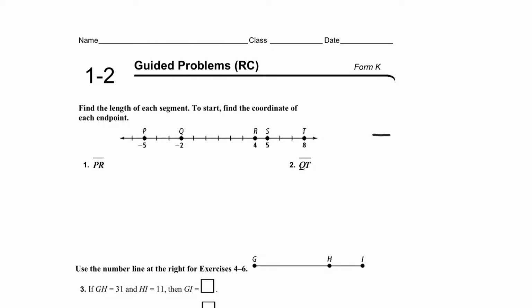So we're finding the distance of Q to T. So we're going to find the distance from Q to T. So we know that Q is going to be the absolute value of negative 2 minus 8. So it's going to be the absolute value of negative 10. So in this case, it's 10. So at home, what you can do is you can do problem 1. Okay? So the answer is 10.